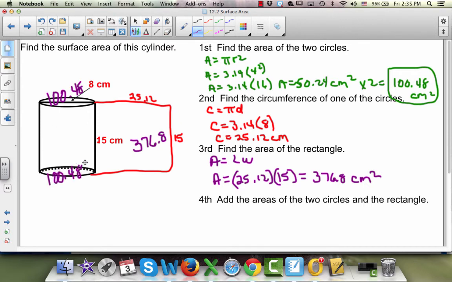So now the fourth thing you got to do is add the area of the two circles and the rectangle. Pause the video, do that, and then get back with me. Okay, so we went 376.8 plus 100.48 plus 100.48, and we come up with 577.76, and don't forget to put centimeters squared.